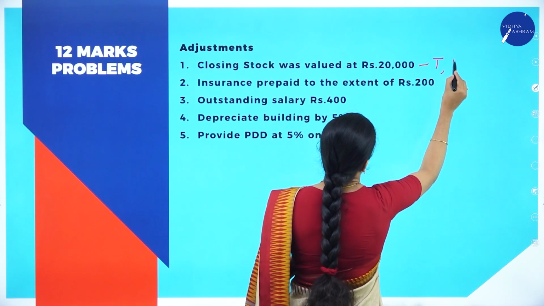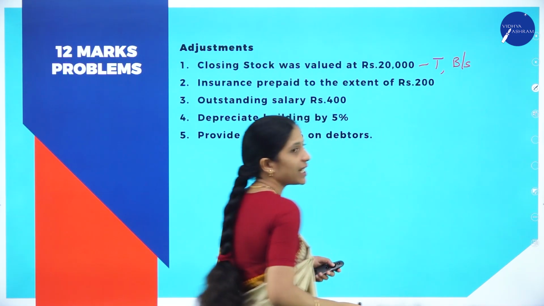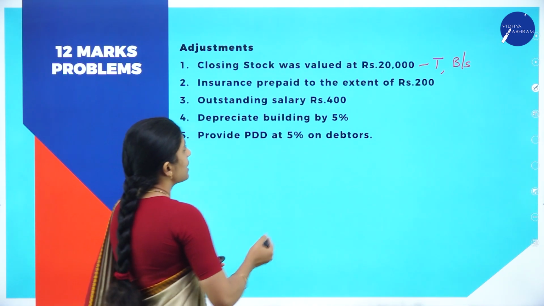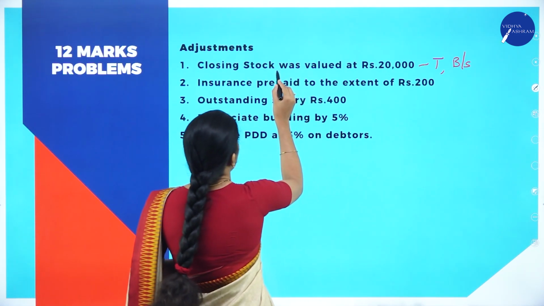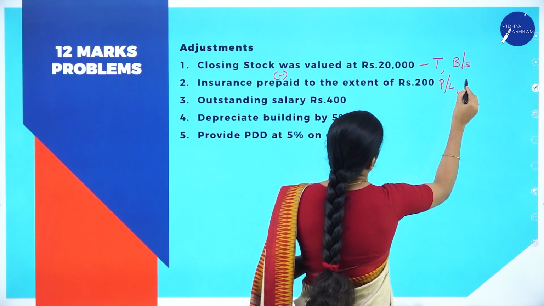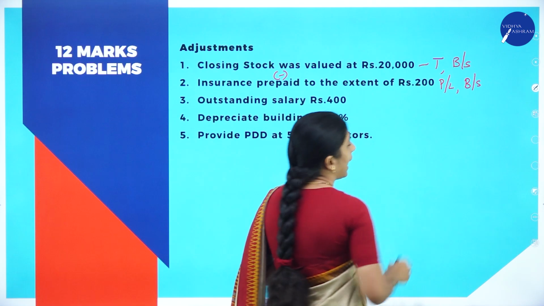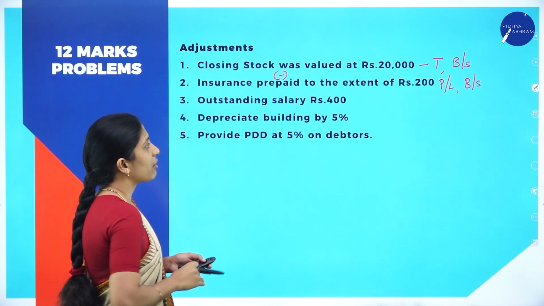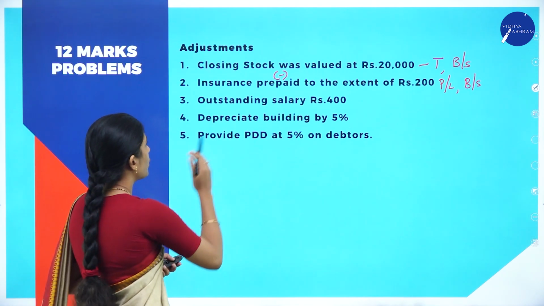It comes under trading account and in the balance sheet asset side. Next, insurance prepaid. So insurance prepaid, you have to minus from the insurance that is in your P&L account. Next in the balance sheet, prepaid expenses. Prepaid expenses is an asset, so you have to record it in the asset side of your balance sheet.